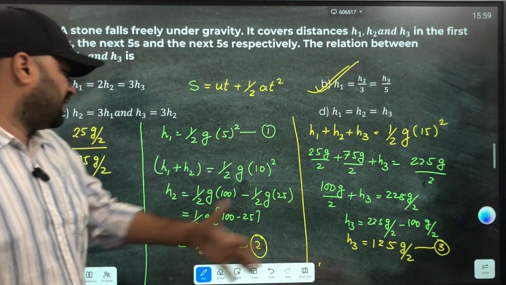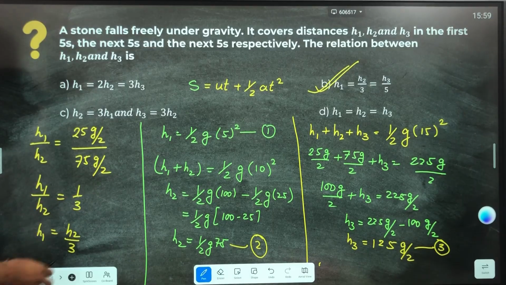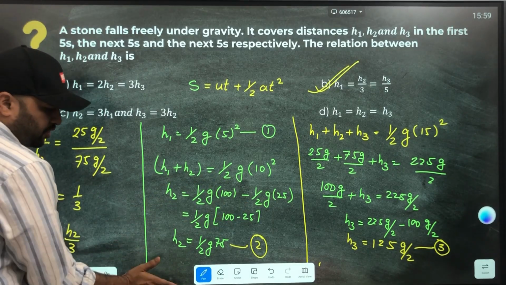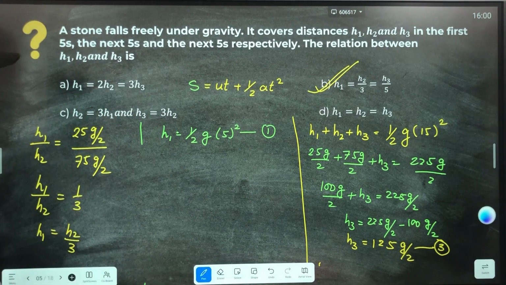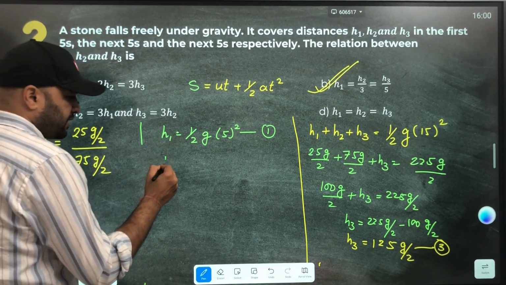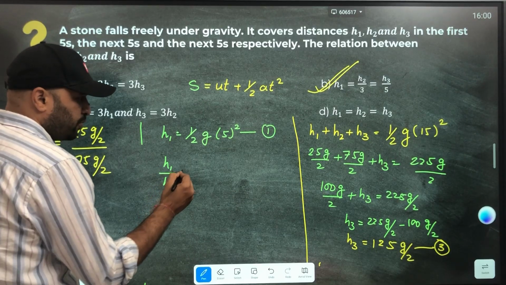Let's divide h1 and h3. Okay, this part is clear. So I am just removing this part. So on dividing h1 and h3, h1 upon h3, h1 is how much?